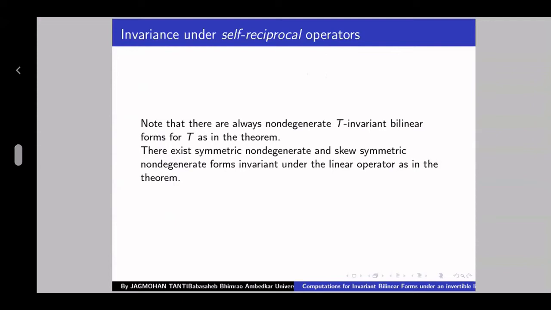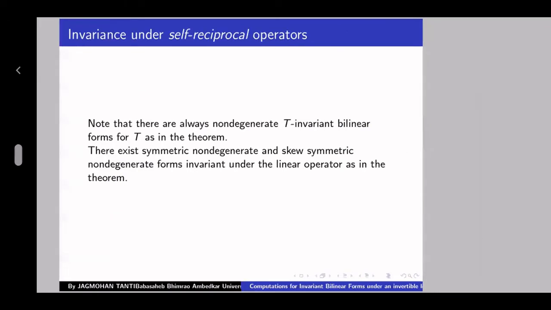Okay. So here we have computed the non-degenerate invariant bilinear forms, for symmetric as well as skew symmetric. Means we had answered about the existence of non-degenerate T-invariant bilinear forms here. So this was about self-reciprocal.